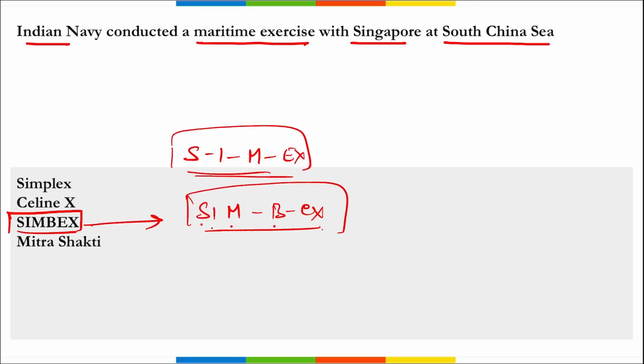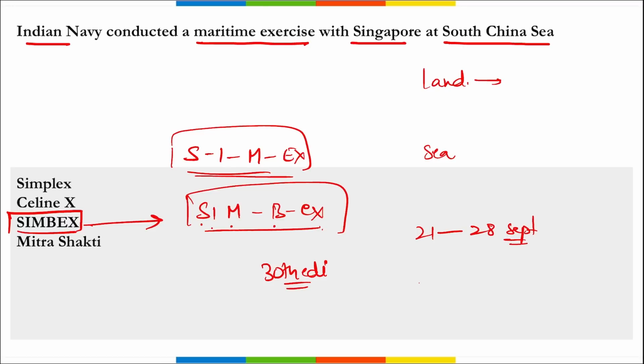Now that is SIMBEX, and here India took part in its 30th edition. This was held from 21st to 28th of September, in the South China Sea off the coast of Singapore. This exercise is conducted in two phases: the land phase and the sea phase. In the land phase, remember, the exercise was held from 21st to 24th, and the sea phase was from 25th to 28th of September.